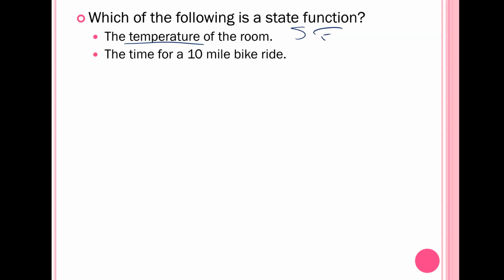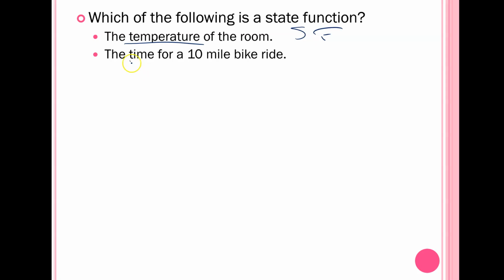How about the time for a 10-mile bike ride? So if I was to bike downhill from, say, Glenwood Springs to, I don't know, here, biking downhill, I'm going to go pretty quick, right? But if I was biking the reverse direction, biking uphill, then it's going to take a little bit longer.